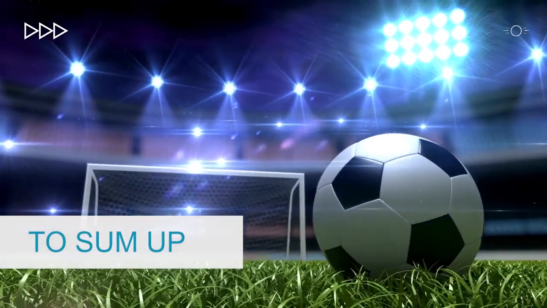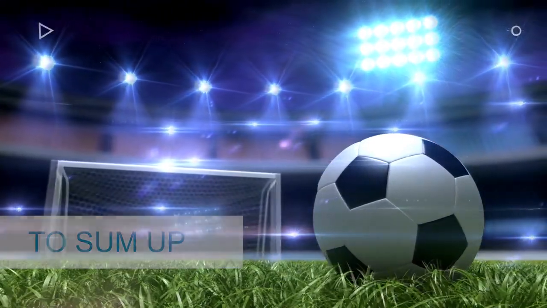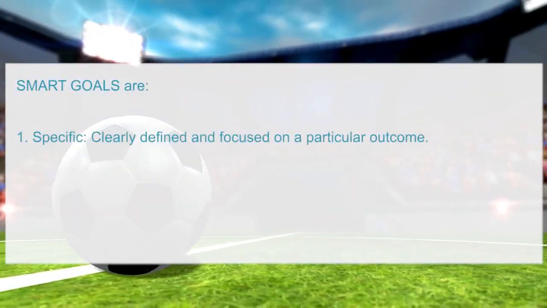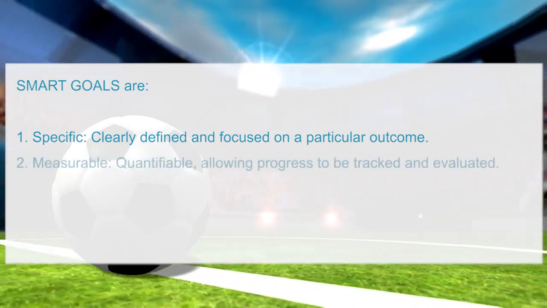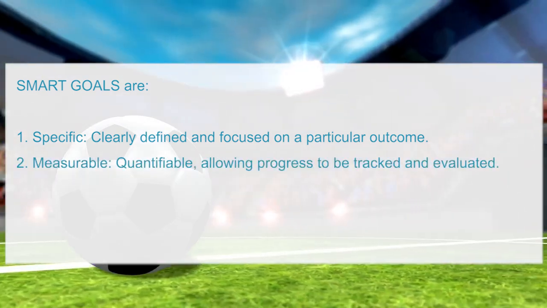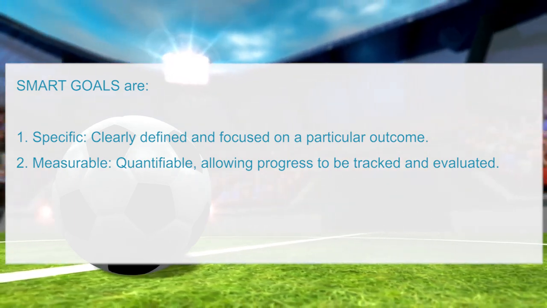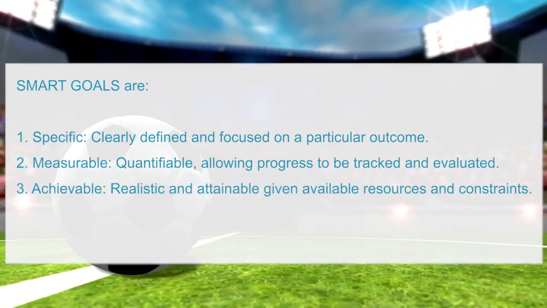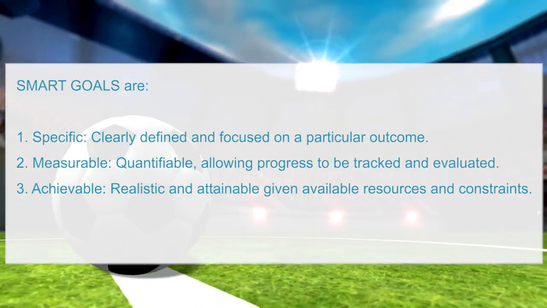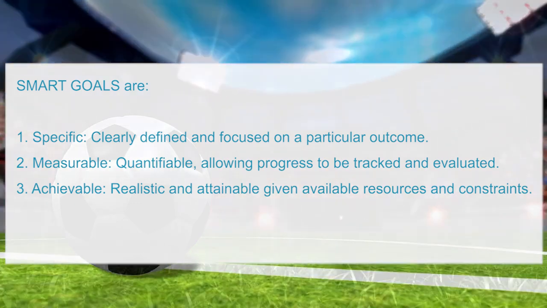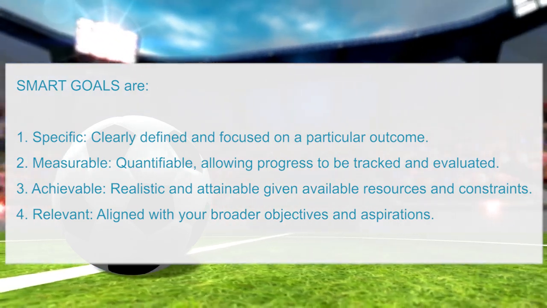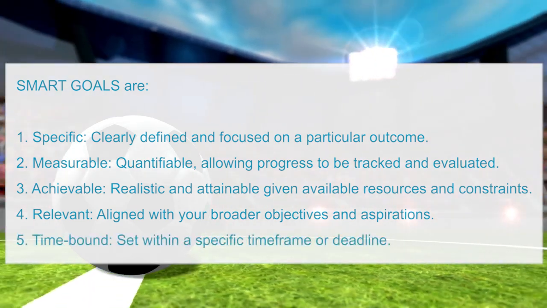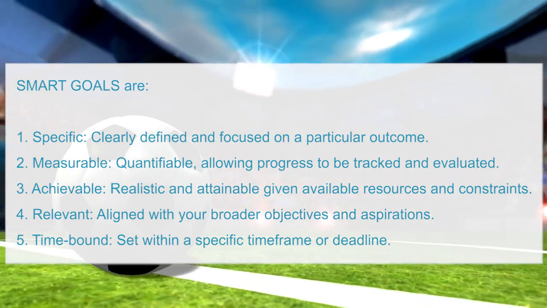To sum up, SMART goals are: 1. Specific, clearly defined and focused on a particular outcome. 2. Measurable, quantifiable, allowing progress to be tracked and evaluated. 3. Achievable, realistic and attainable, given available resources and constraints. 4. Relevant, aligned with your broader objectives and aspirations. 5. Time-bound, set within a specific time frame or deadline.